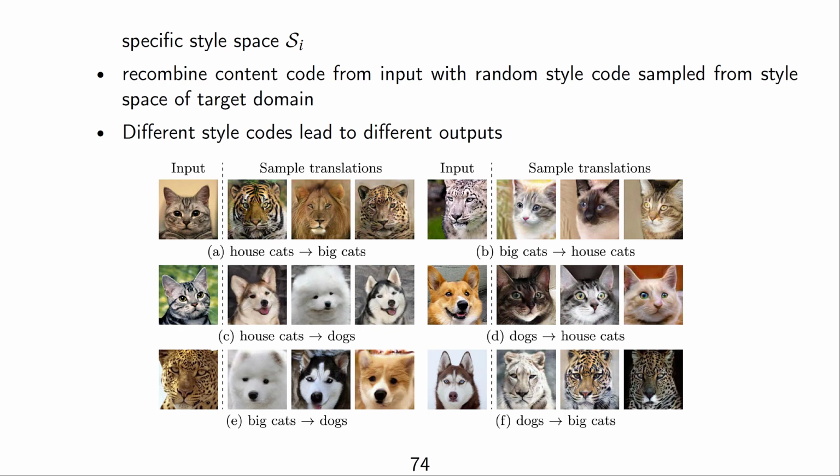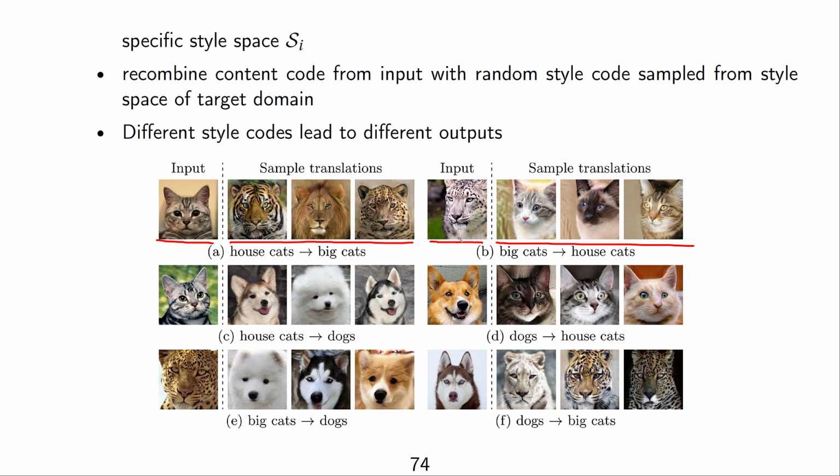All right, let's look at some examples. This is an input house cat, can be translated into these 3 big cats. And the big cats, this one here, can be translated into 3 house cats. Now, it is up to you to try to think about what content is being preserved here. So I would say mainly the pose.